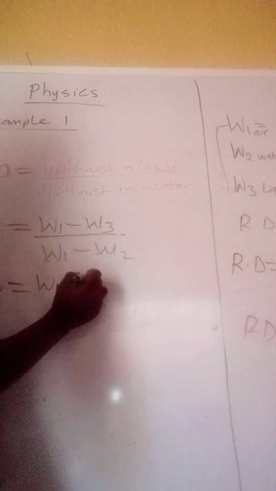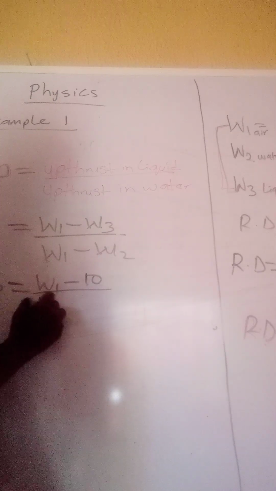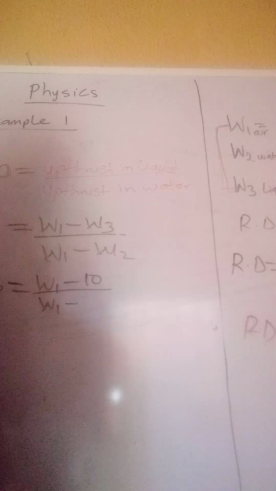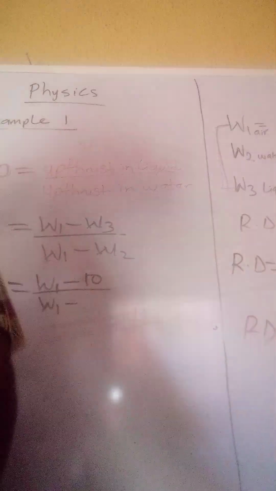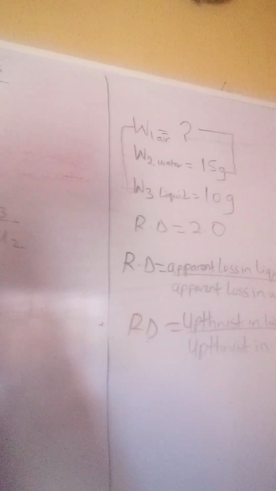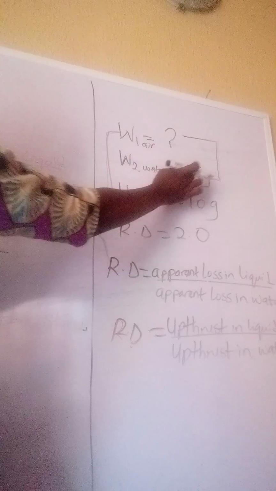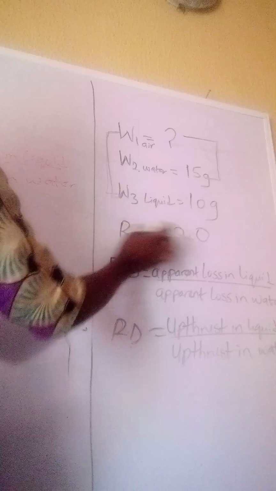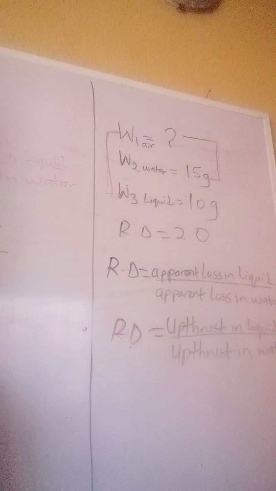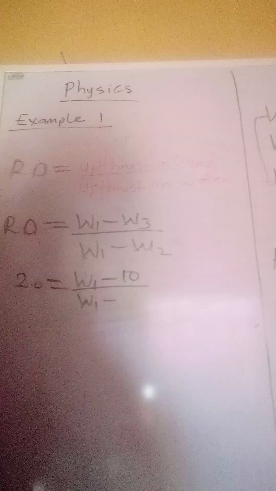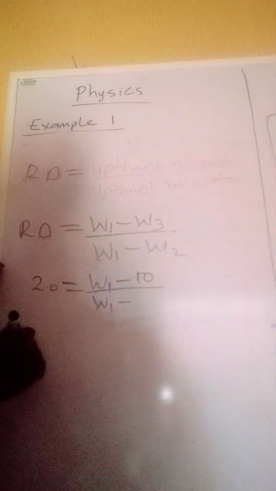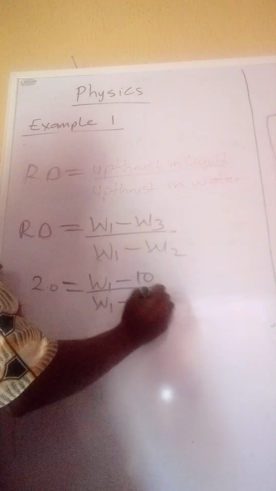Then W3 is 10, all over W1 unknown, W2 is what? See it. The parameters are there for you. W1 not given. W2 is 15. W3 is 10. RD is 2.0. So we have W2 15 grams.